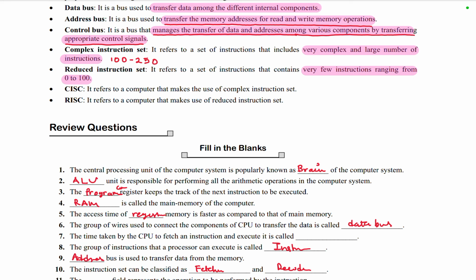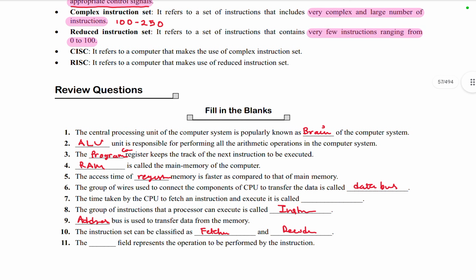Complex instruction set, very complex and large number of instructions, 100 to 250. Reduced instruction set, very few instructions ranging from 0 to 100.